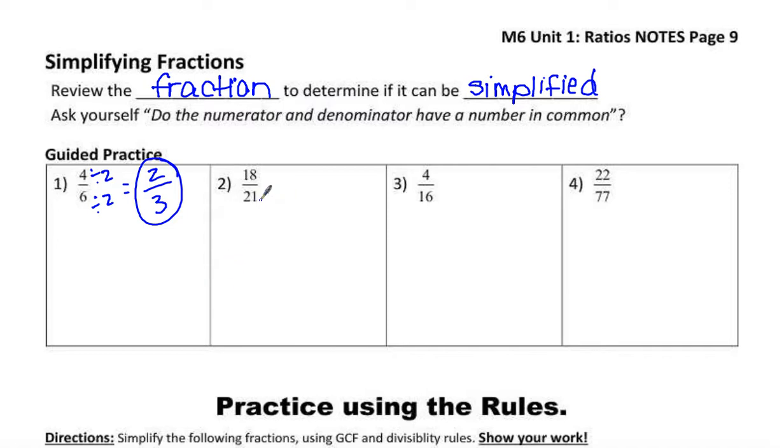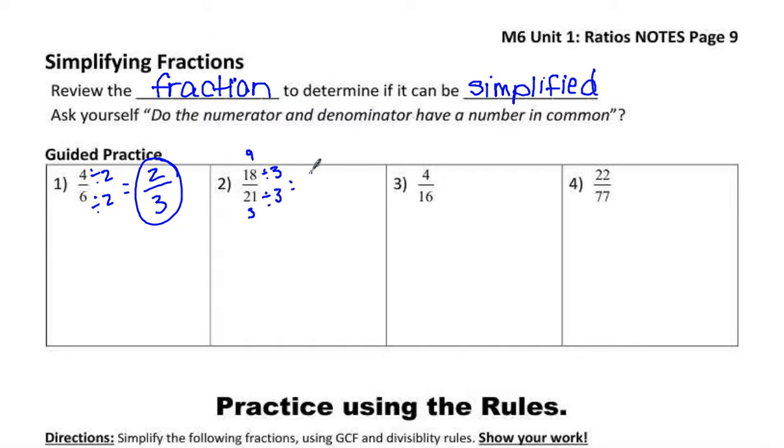If we look at number 2, is your first question: are they even? No. Do they end in 5 or 0? No. Do they end in 0? No. Are they a double? No. So I'm going to try 3. 8 plus 1 is 9. 2 plus 1 is 3. Both of those divide by 3, so I can divide this fraction by 3.